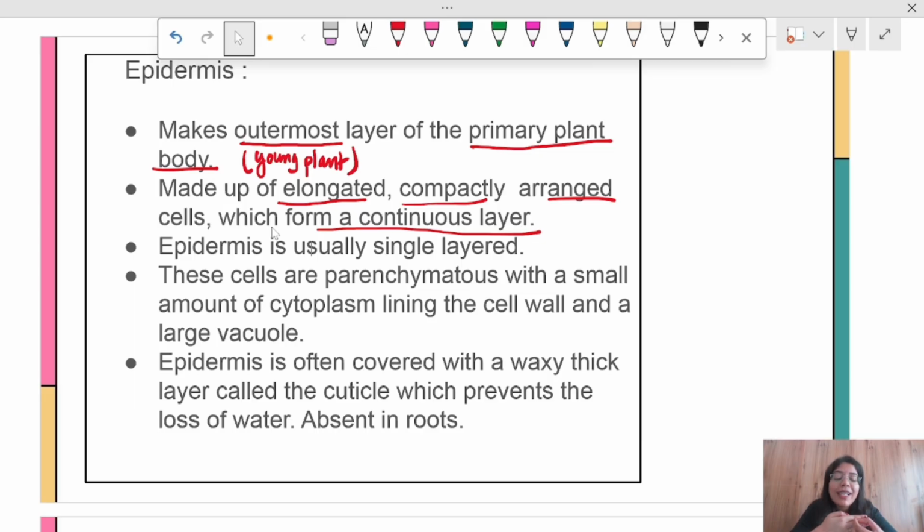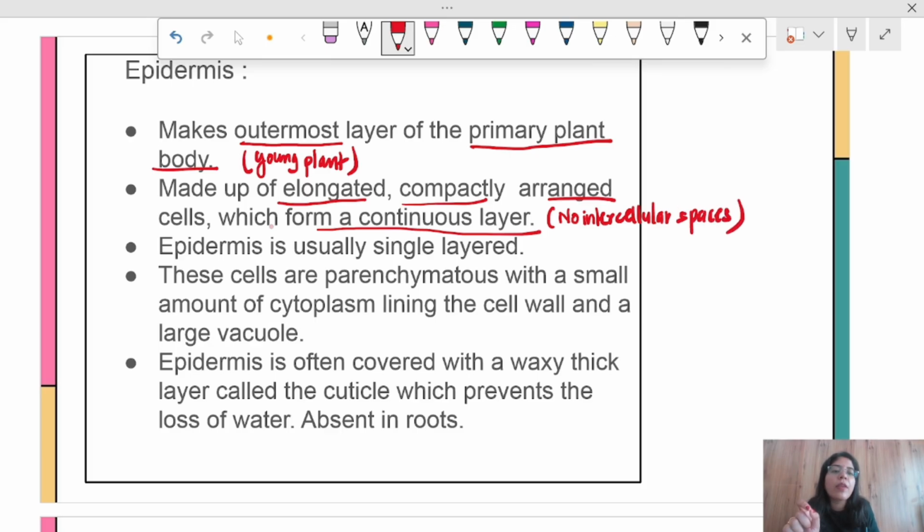So individual cells of epidermis cannot have any kind of intercellular spaces. What is the meaning of intercellular spaces? Space in between the cell. That is, space is absent, right? That's why it is mentioned it is a continuous layer without any intercellular space, right? So I'm writing here no intercellular spaces. Okay, there is no intercellular space. Okay, you have to remember this. Cells are compact, they are elongated, they are arranged continuously.